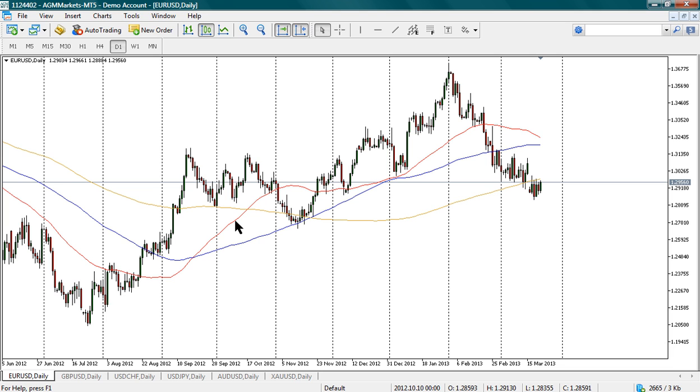For any new followers, we have 3 moving averages in each of these charts. The red one is a 55 simple moving average. The blue one is a 100 simple moving average, and the gold is a 200 simple moving average.